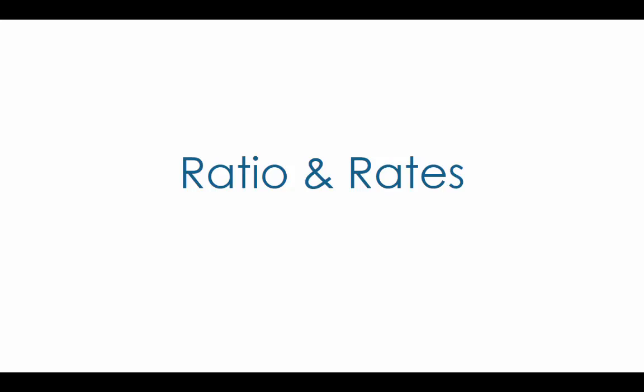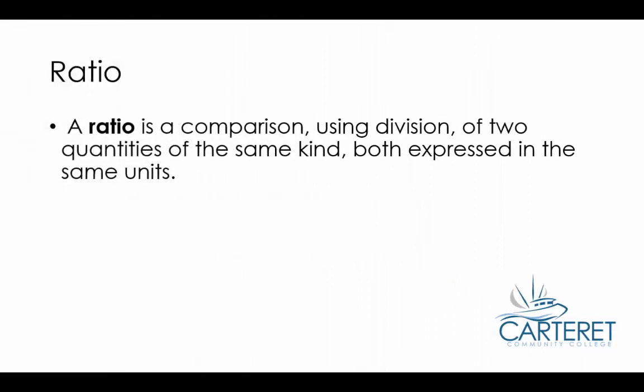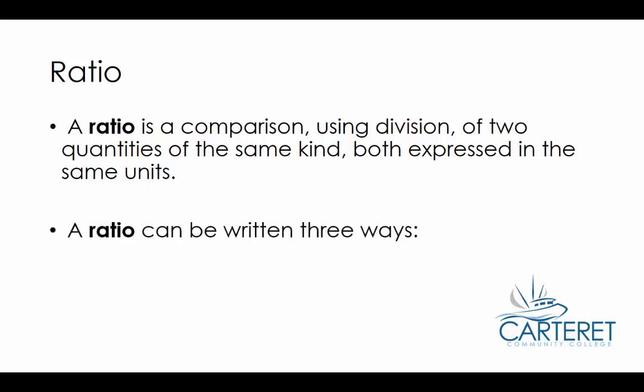Ratio and rates. A ratio is a comparison of two quantities of the same kind, or units. A ratio can be written in three ways: as a fraction, in plain English, or using a colon.